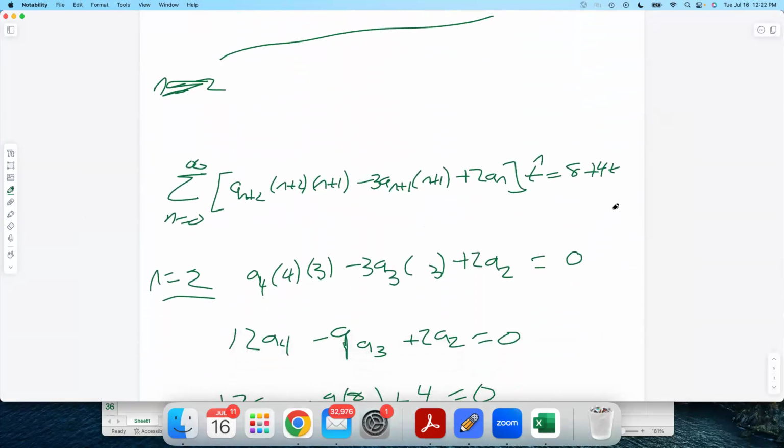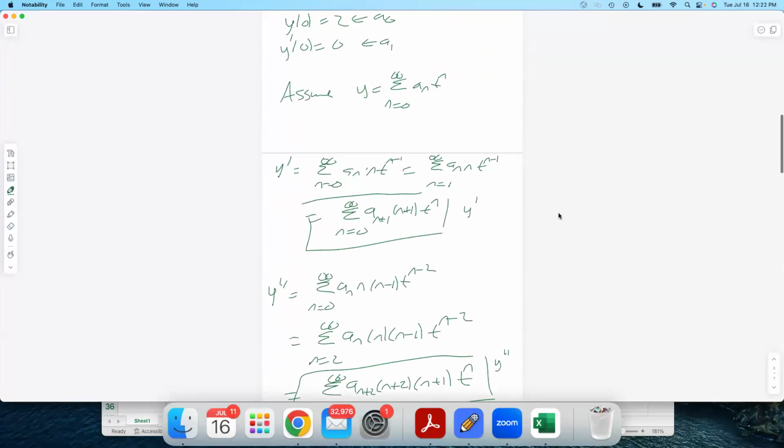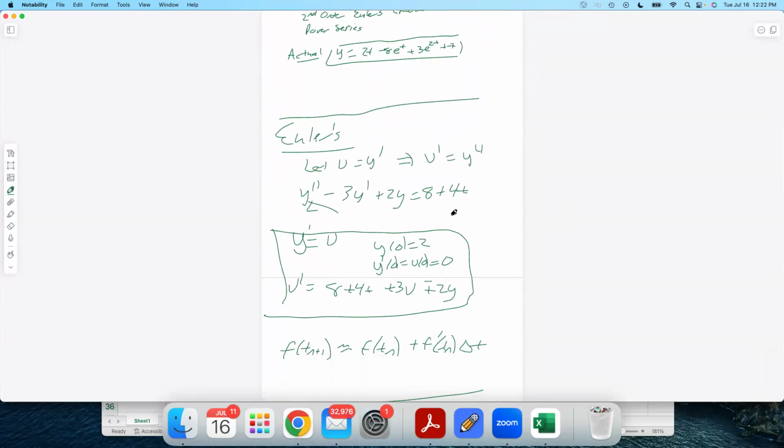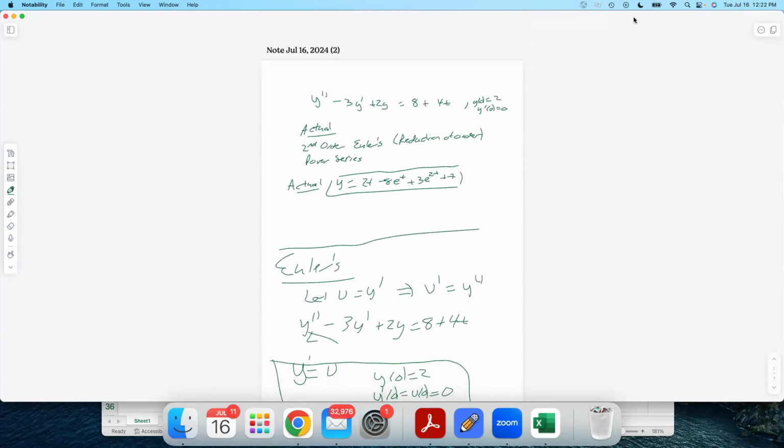So there's a little trickiness here with this non-homogeneous power series. Your Eulers might be a little different. If you have a first order DE, you're not going to have to play this reduction of order game. You're just going to do regular Eulers. Okay, I think that's a good place to stop.